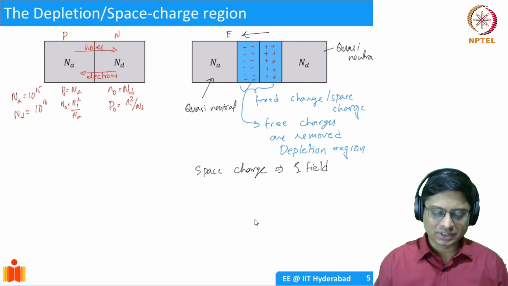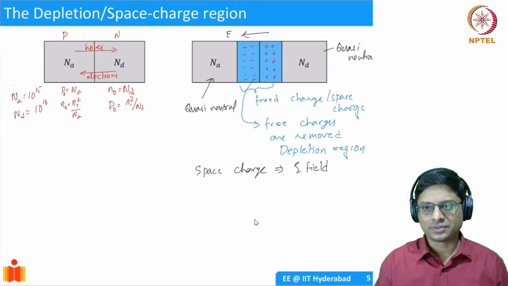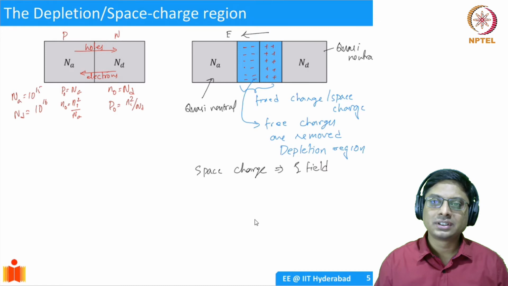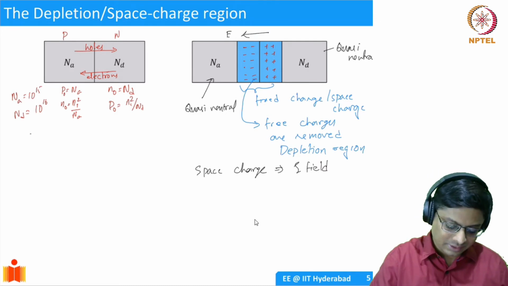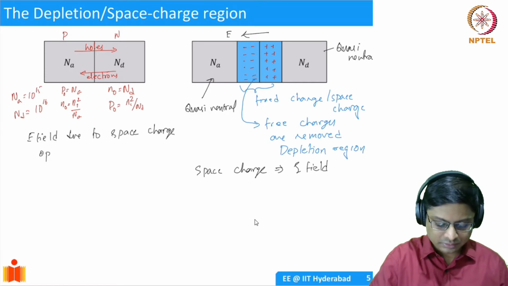So you have this charge. So what if you have a charge? Well, this charge helps in opposing the diffusion. Okay, so the E field due to space charge opposes diffusion.